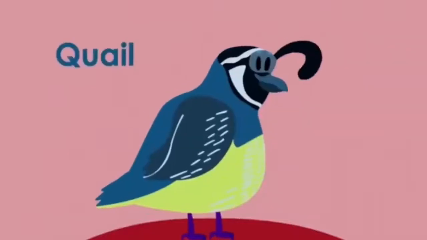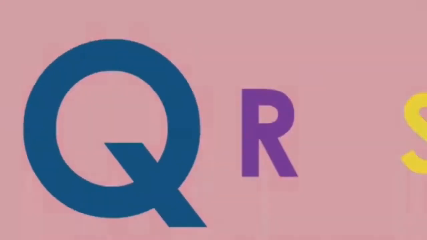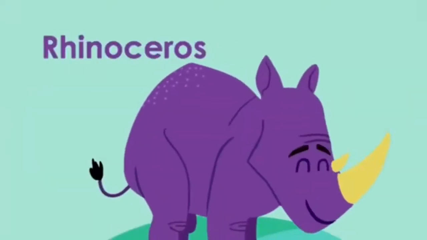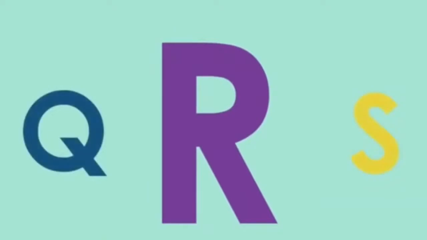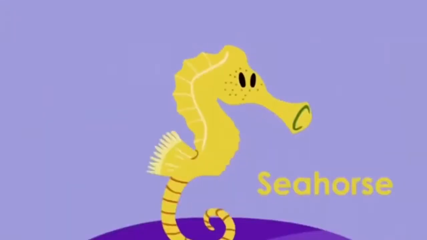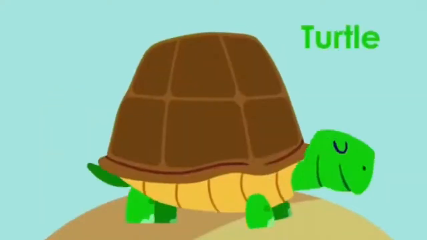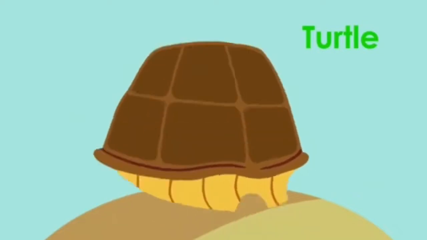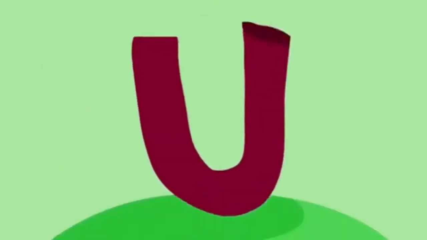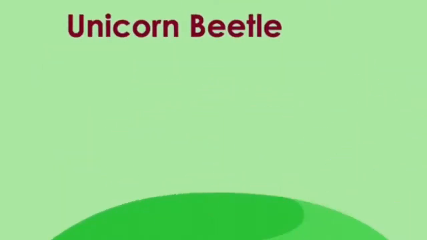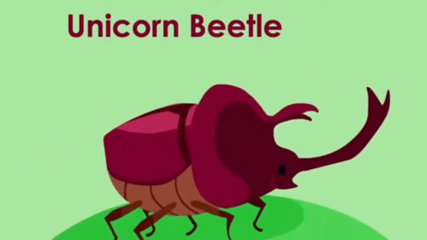Q is for quail. R is for rhinoceros. S is for seahorse. T is for turtle. U is for unicorn beetle.